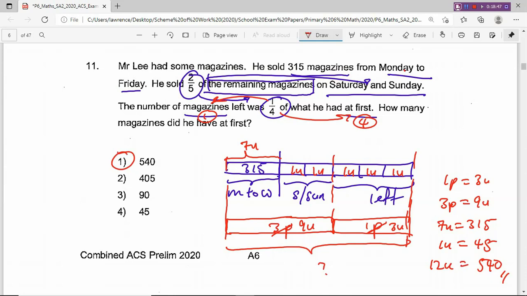So what's the lesson here? The model drawing. Every time you see fractions, you just draw your model. But the question is, do you know how to draw the model? So you need to practice. When you practice, then you will be able to draw something like this. Okay, let's go to the next one.